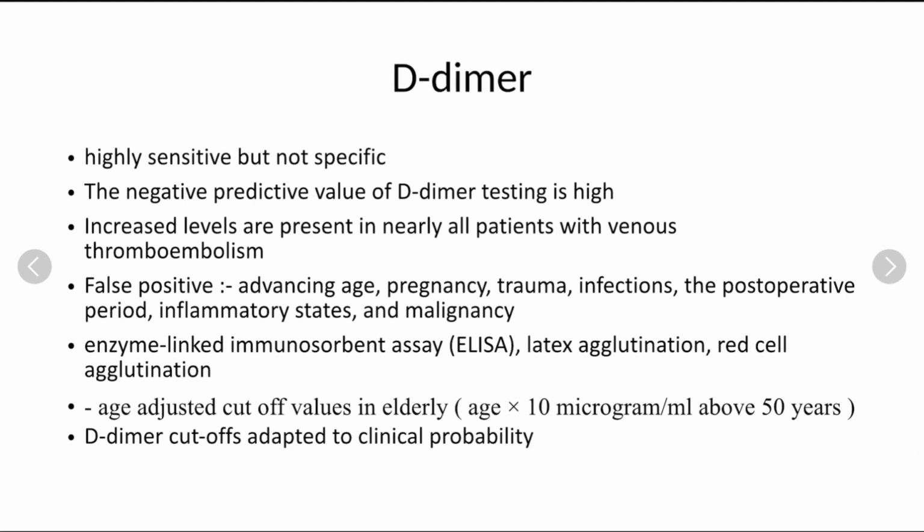Then what is the role of D-dimer? They are telling that D-dimer is highly sensitive, but it is not specific, and the negative predictive value of the D-dimer test is high. Increased levels are present in nearly all patients with venous thromboembolism. False positives could occur in advanced age, pregnancy, trauma, infection, the post-operative period, and inflammatory states or malignancy. We can check it by ELISA, latex agglutination, or red cell agglutination.